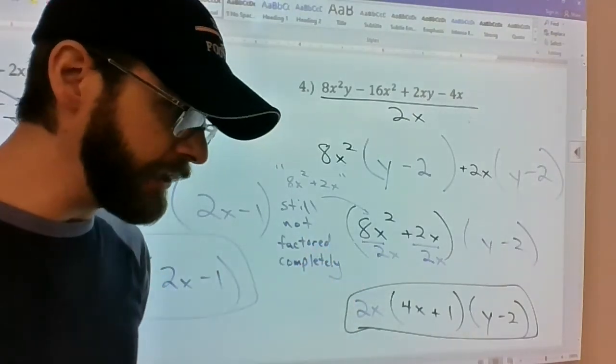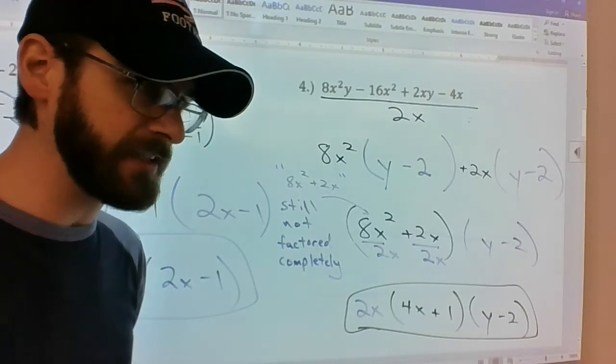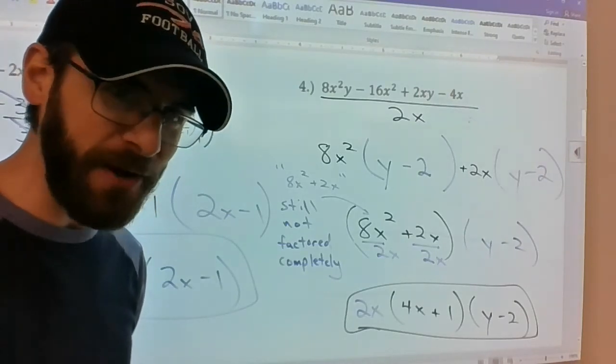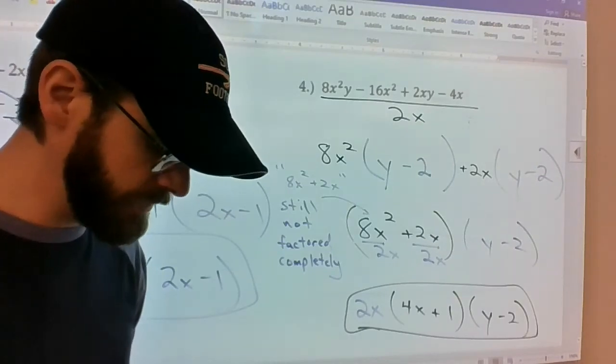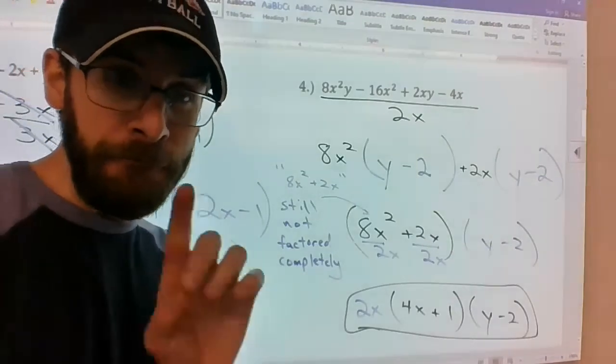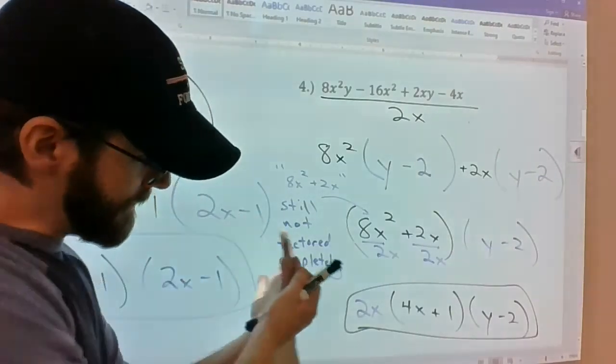So I know that'll be a challenge for us because we like to be done as quickly as possible with these problems. Just make sure you guys are checking those so that you recognize fully what it means to be completely factored.